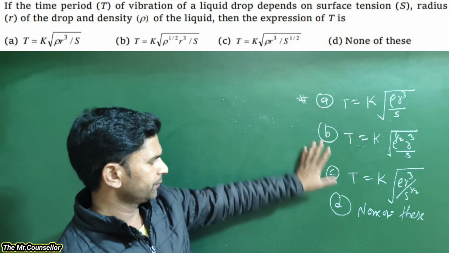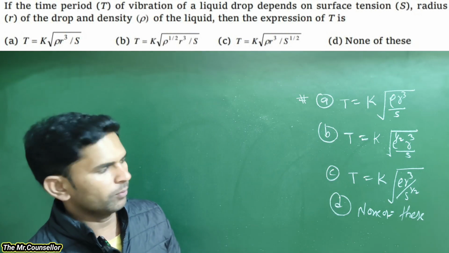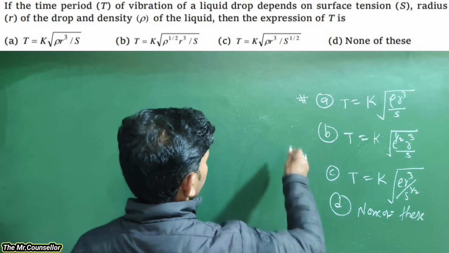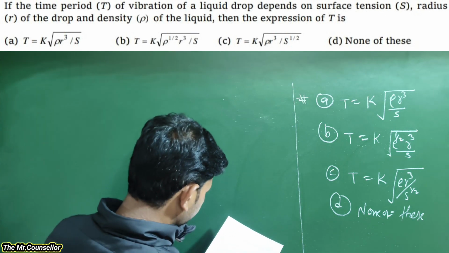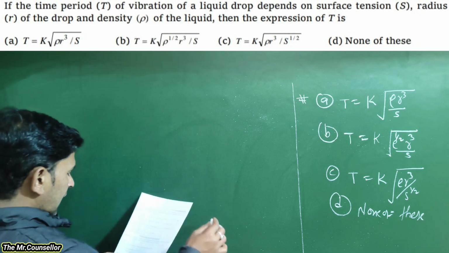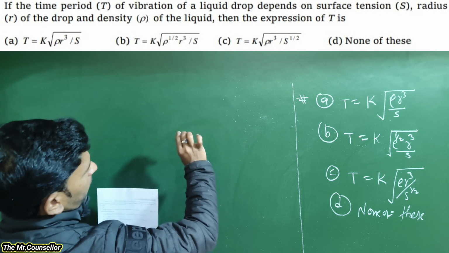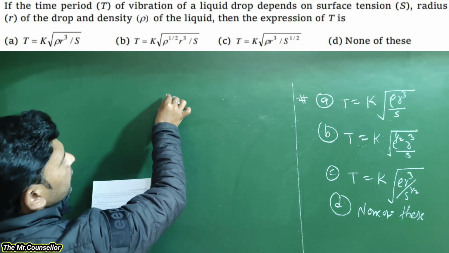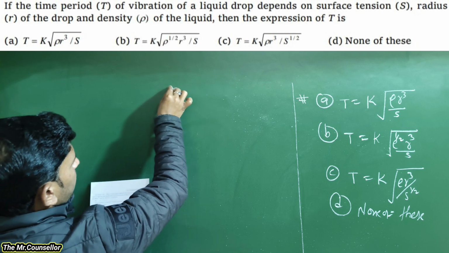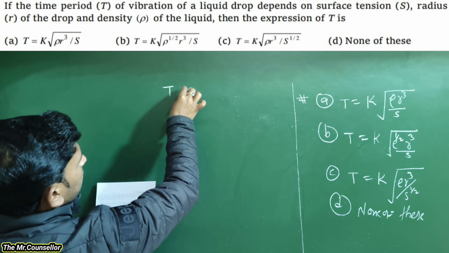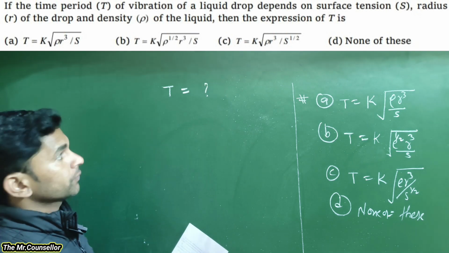4 options given. Any one option is correct. How we can derive the formula? So that we are going to do. So what is given here? Very simple. Okay. They are asking how time period is depend. We need to find that formula of time period. Okay. So what need to find? Formula we need to find T. It means we need to find T is equal to, we need to find what you will get.